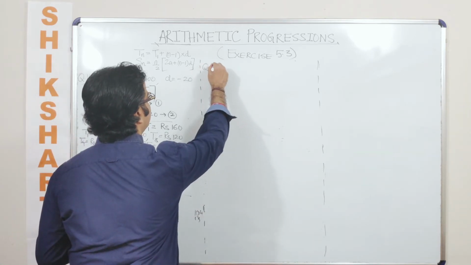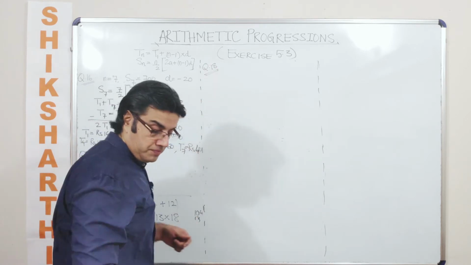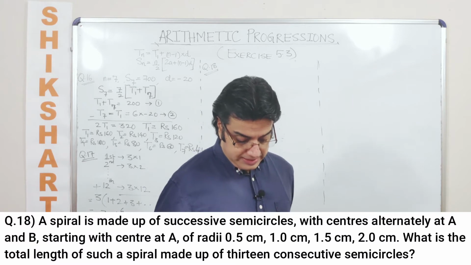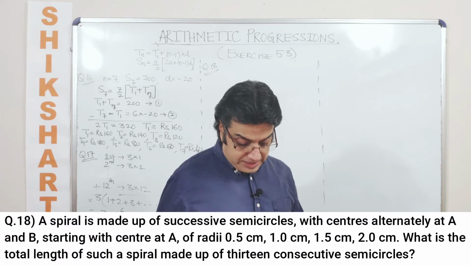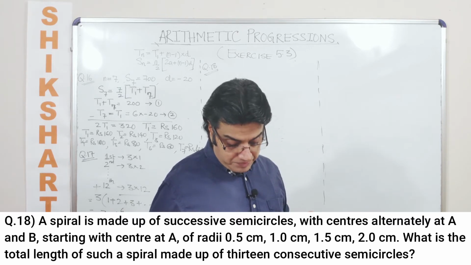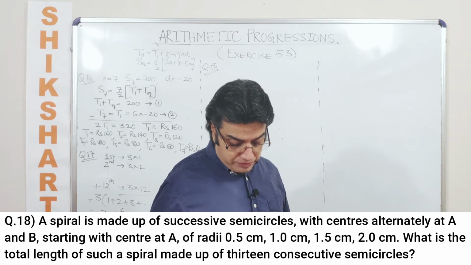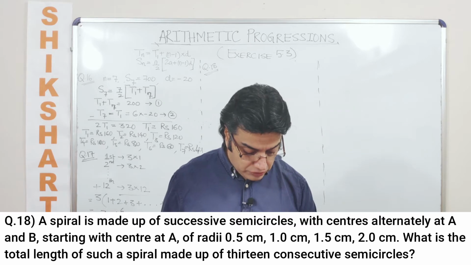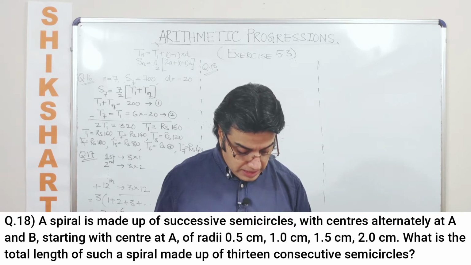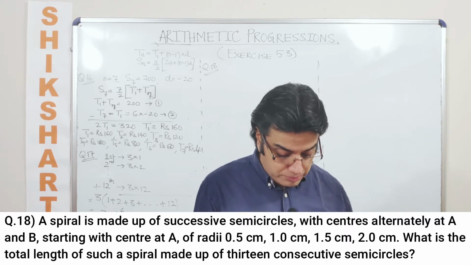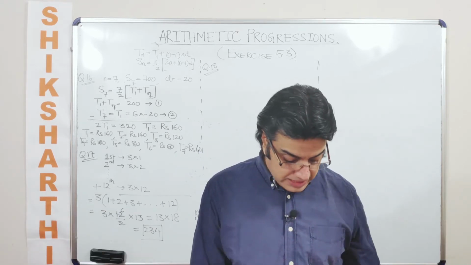So let's move on to question number 18. Now when we are talking about question number 18, it says a spiral is made of successive semicircles with centers alternately at A and B, starting with the center A, which is of 0.5 centimeter radii, then 1 centimeter, 1.5 centimeter, as shown in figure 5.4. What is the length of the spiral made up of 13 consecutive semicircles? So you are supposed to find out the length of the spiral here.